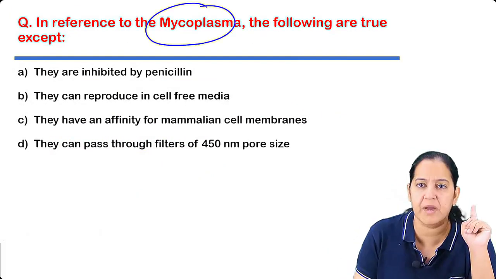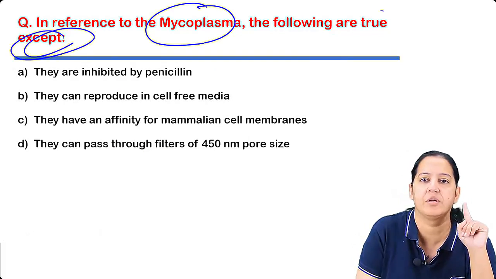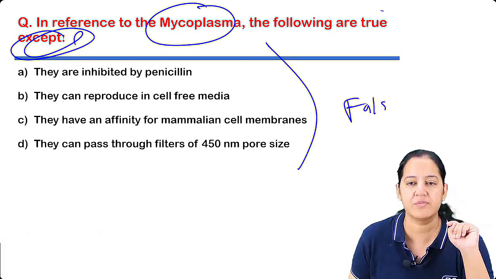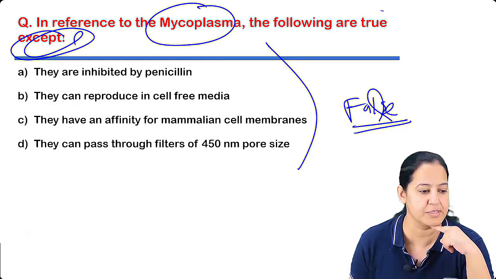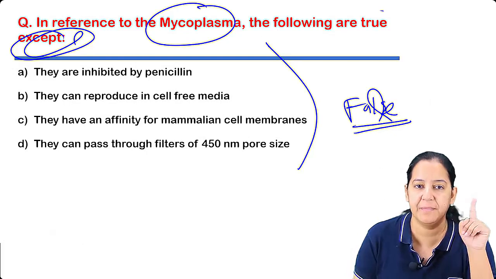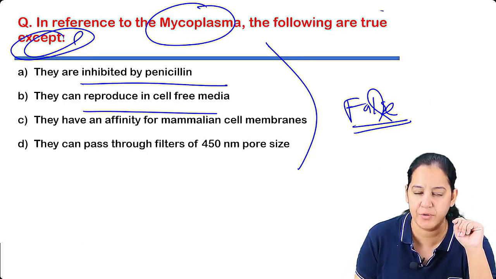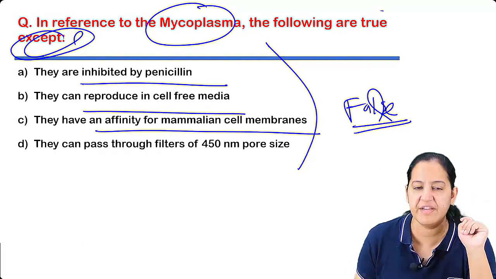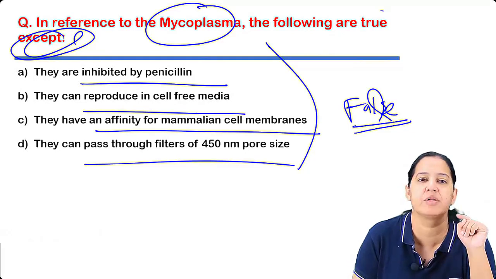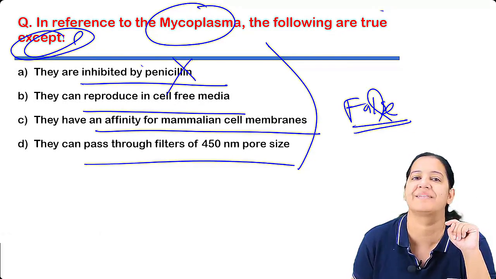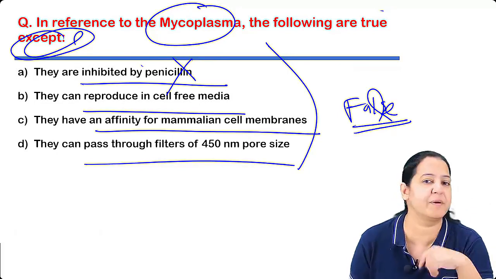In reference to mycoplasma, all are true except. So what is false for mycoplasma? Which of the following statements is false? They are inhibited by penicillin. They reproduce in cell-free media. They have affinity for the membrane and they can pass through 450 nanometer. Yes, A is false. They can never be inhibited by penicillin. They are resistant to penicillin because they don't have a cell wall.